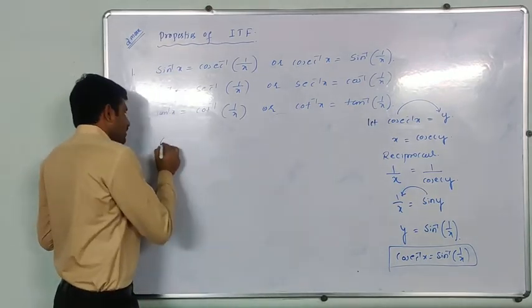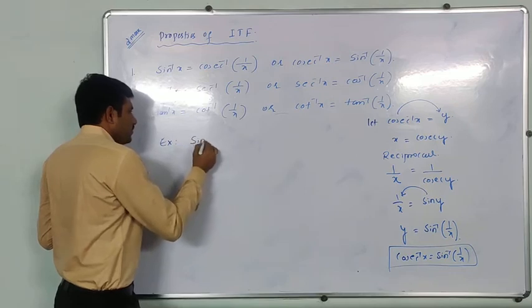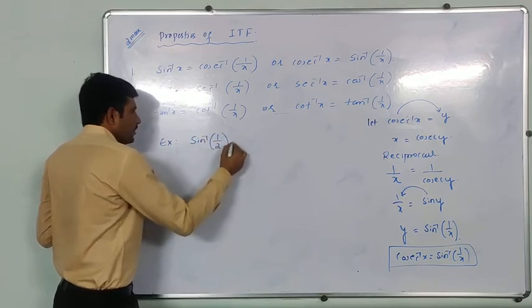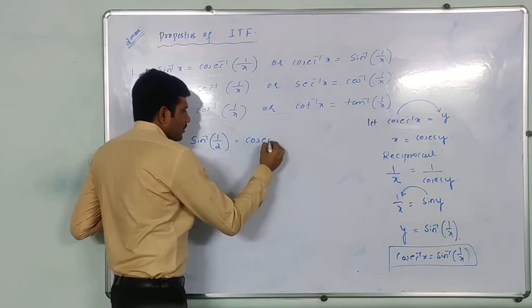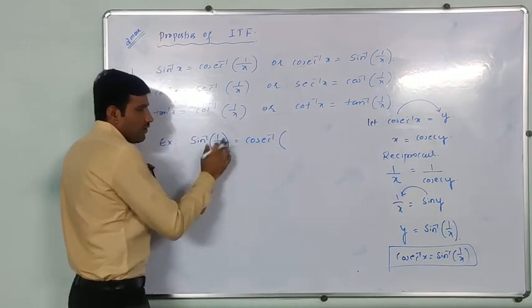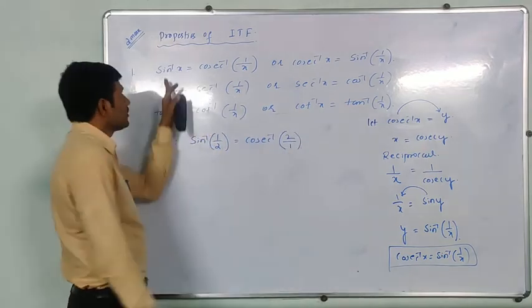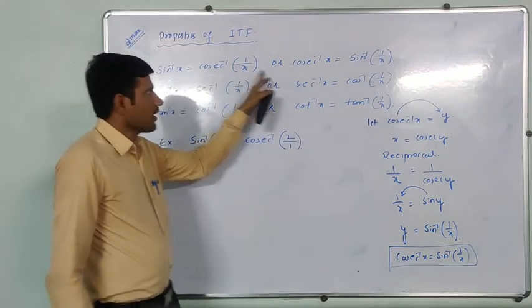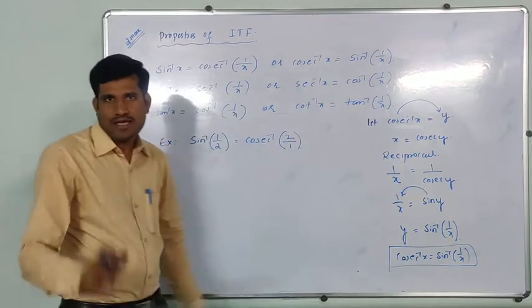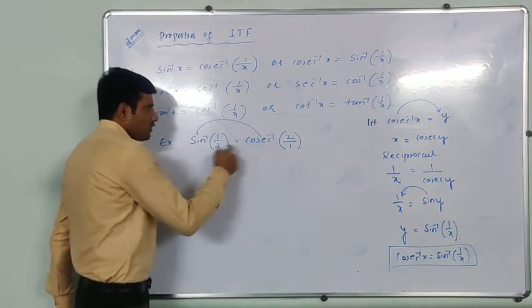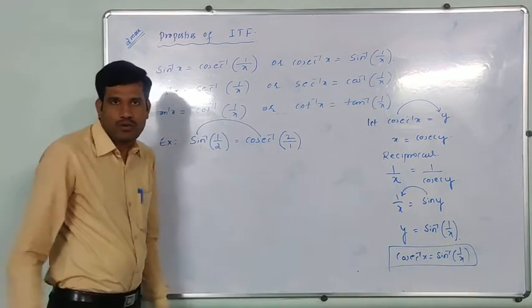See, for example, sine inverse of 1 by 2. Sometimes we need to convert this sine inverse into cosec inverse. In sine inverse, this value has to be made reciprocal. 1 by 2 will become 2 by 1. See here, reciprocal of x is 1 by x, and similarly reciprocal of 1 by x is x. Now when you write sine inverse into cosec inverse, you have to make this value reciprocal.